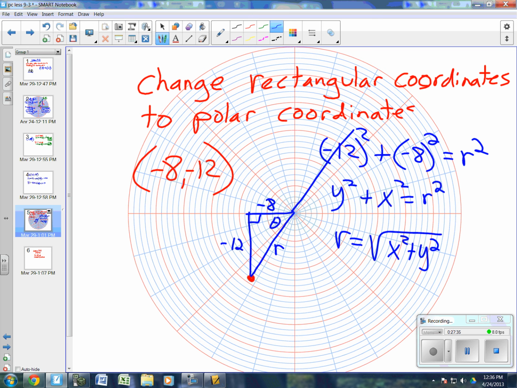Okay. So to find r, all you have to do is negative 12 squared plus negative 8 squared and take the square root of it. So everybody, in your calculator, hit the square root sign. Parentheses, negative 12 squared plus parentheses, negative 8 squared. And then hit another parenthesis at the end, because you need the starting and ending parenthesis on your calculator. Hit enter after that. And what do you get?